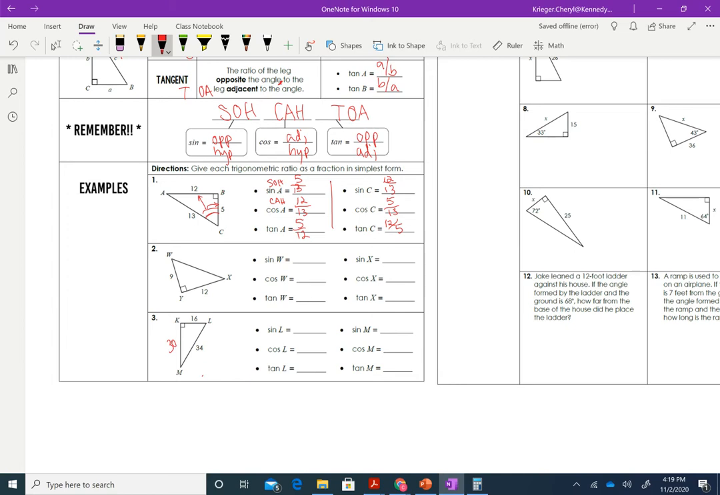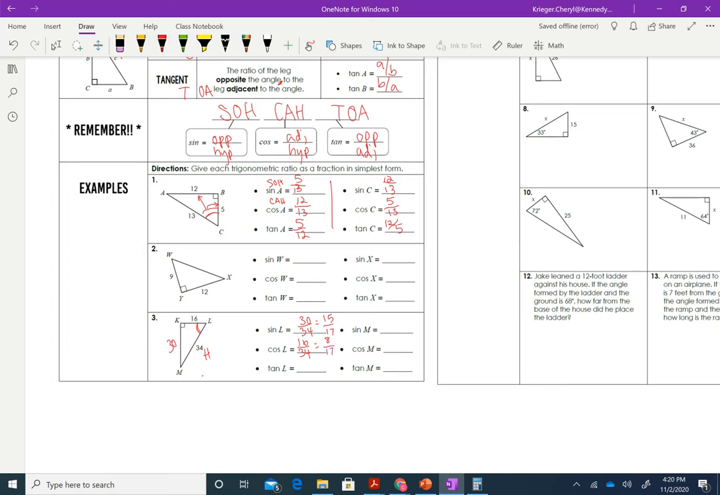So sine of L, opposite over hypotenuse. It's 30 over 34, and we'll reduce it to 15/17. Cosine of L, okay, so that's adjacent over hypotenuse, 16/34, which is 8/17.